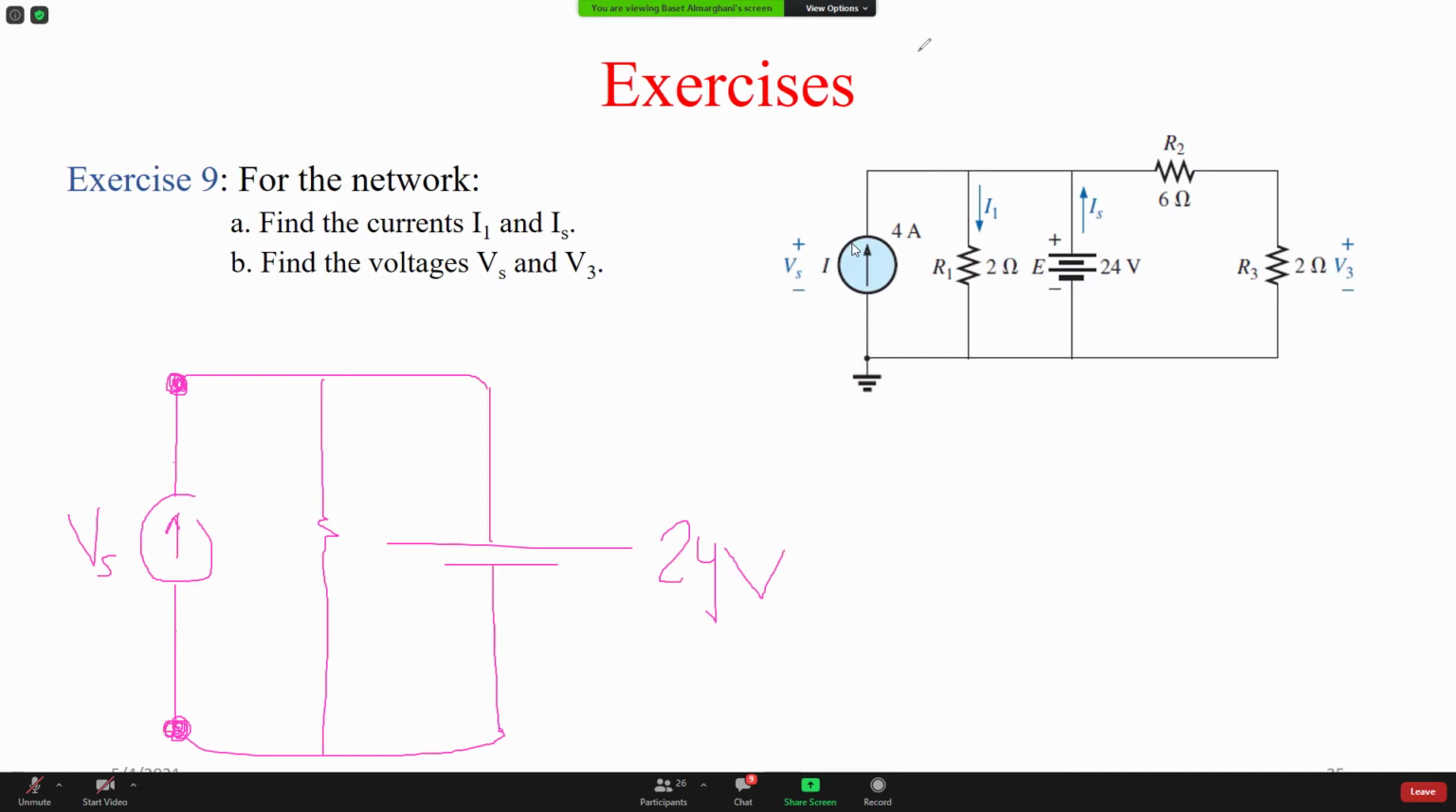Is this okay? Now adding something in parallel does not change the voltage. It will change the current. Adding something in series will change the voltage now, like this. Okay, we'll continue.